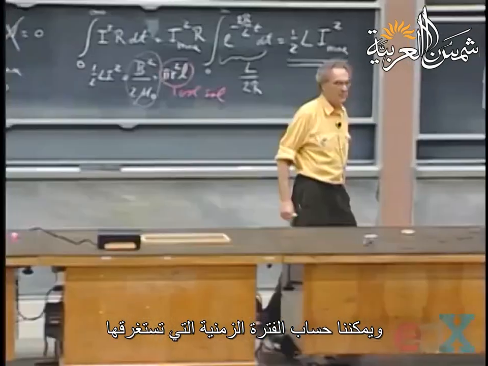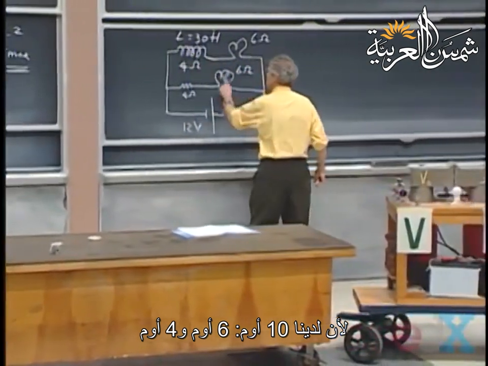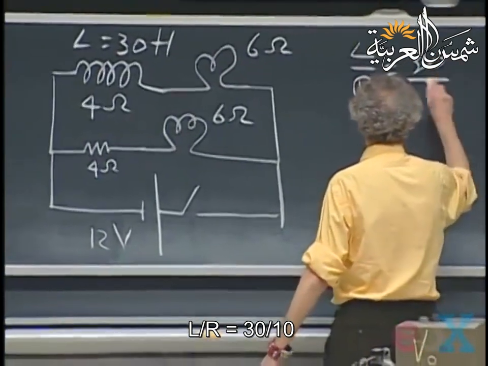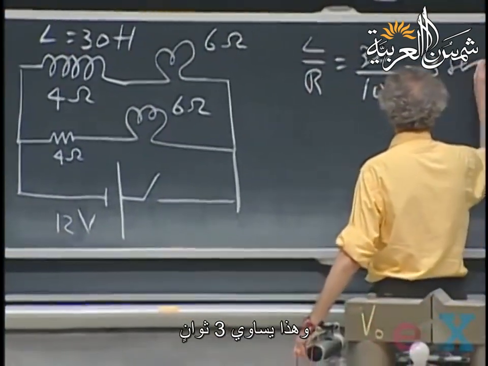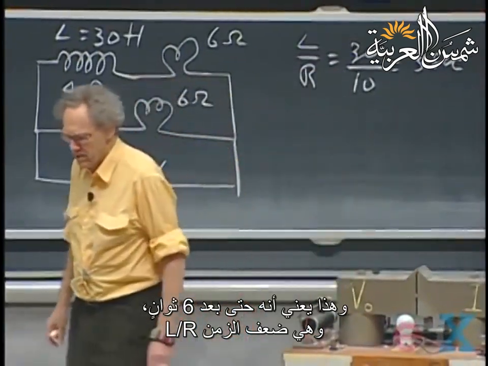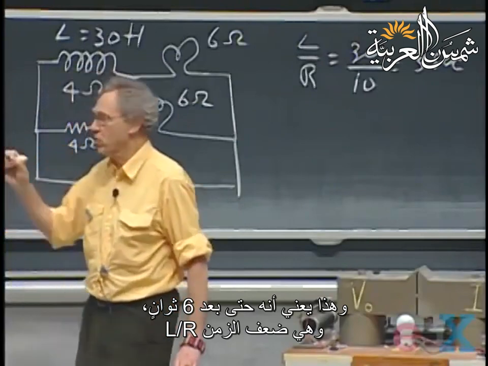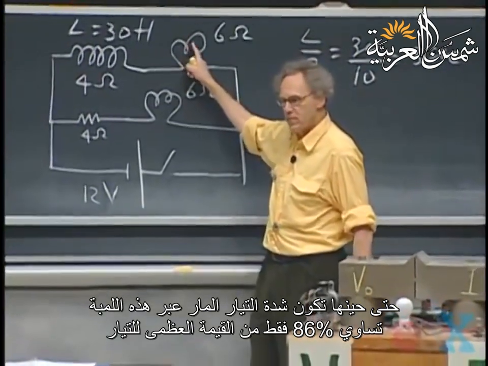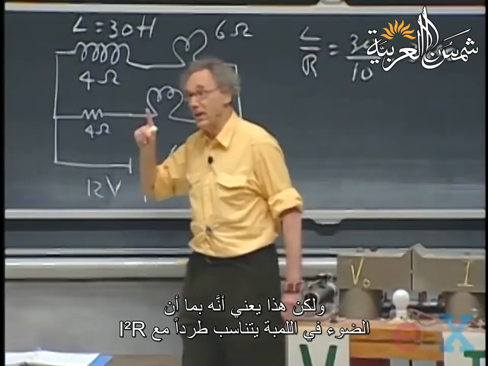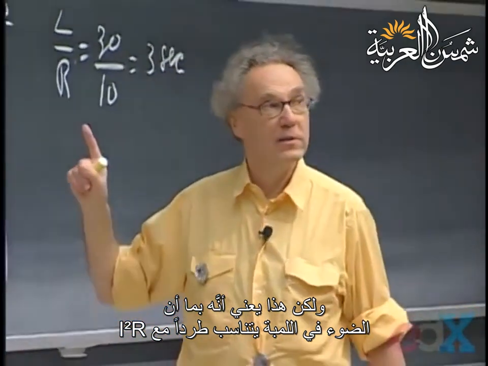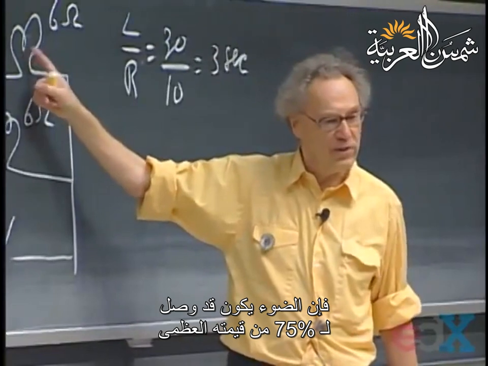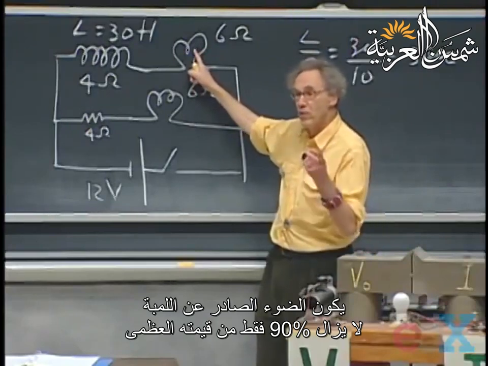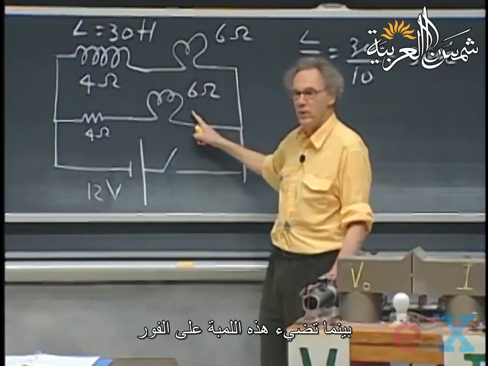And we can calculate how long it takes. Because we have here 10 ohms, 6 ohms, and 4 ohms, so L divided by R is 30 divided by 10, so that is 3 seconds. So what that means is that even after 6 seconds, which is twice this time, even then, the current through this light bulb is only 86% of its maximum. But that means, since the light, of course, is proportional to I squared R in the light bulb, that the light is only 75% of maximum. And even if you wait 9 seconds, then the light that comes out here is still only 90% of its maximum, whereas this one comes on immediately.